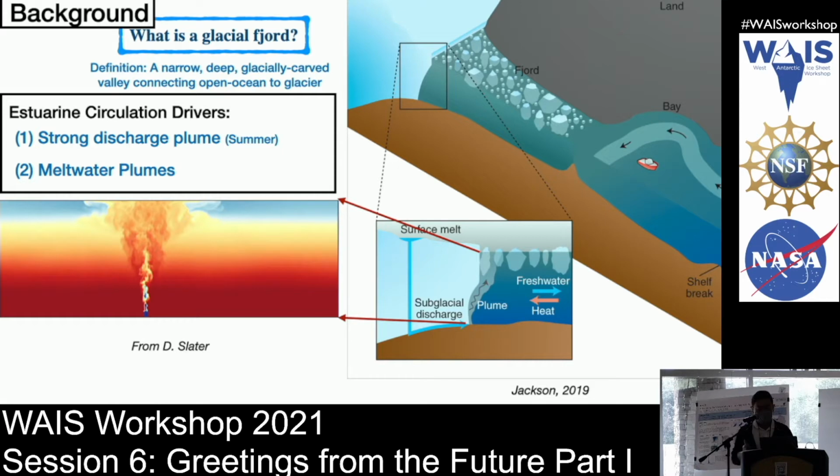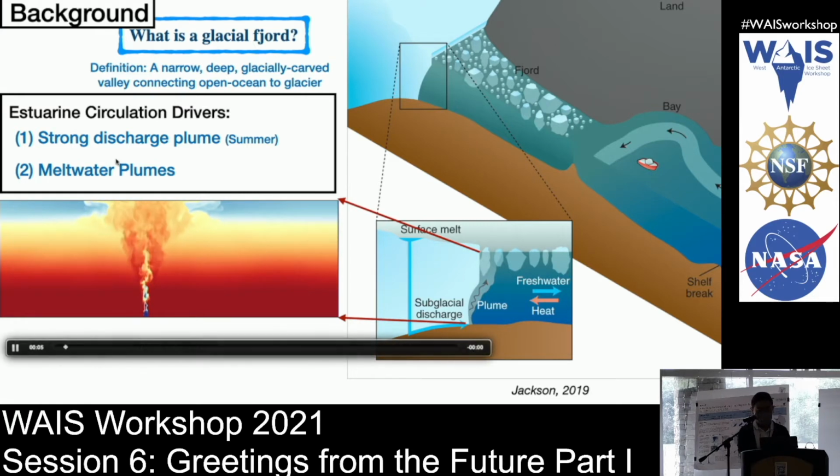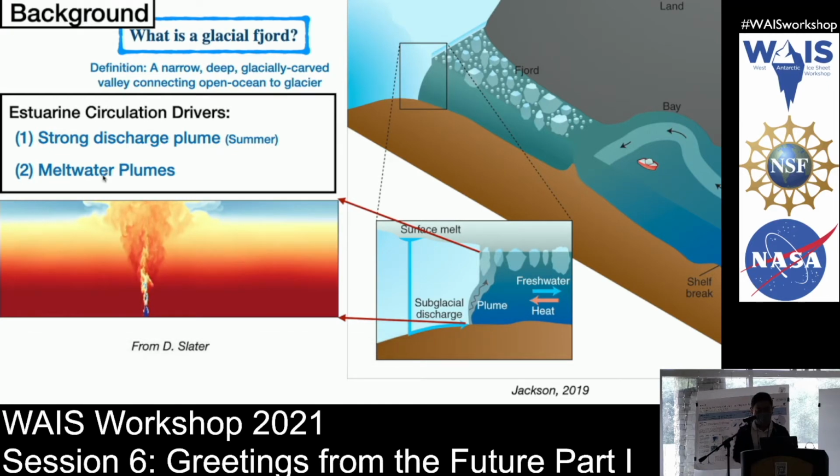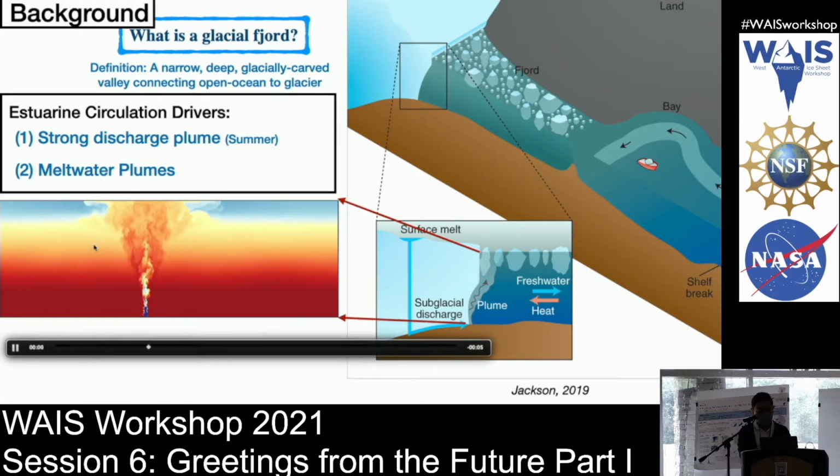There are really two main drivers. There's a strong discharge plume, which in Greenland is a dominant effect in many places. The discharge rates can be hundreds of cubic meters per second, up to even thousands in some places. Basically, it's this discharge of fresh water at the base of a glacier near the grounding line, which is very buoyant and then rises up to the surface and entrains a lot of water in the process.